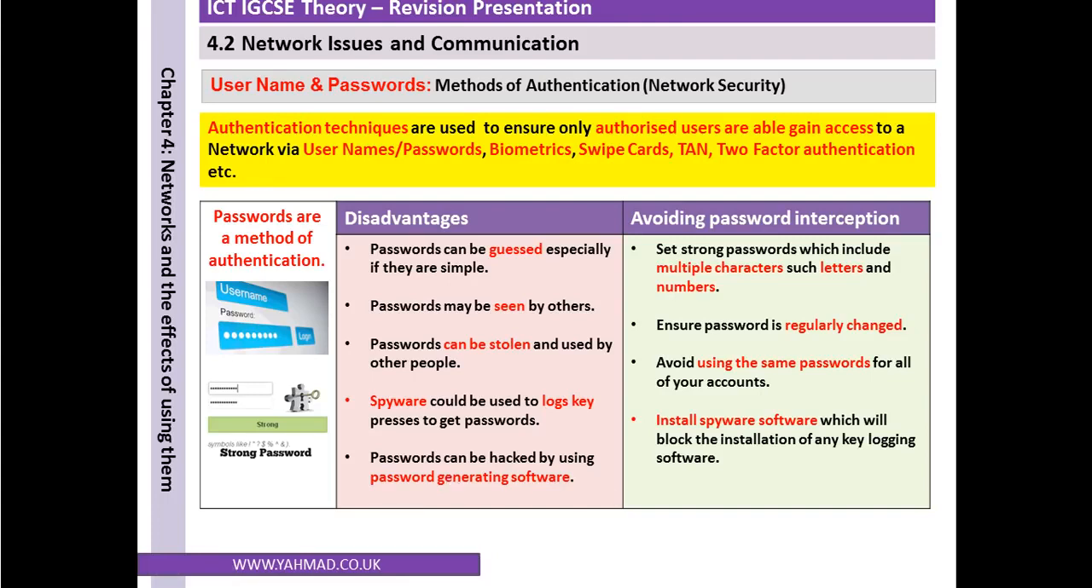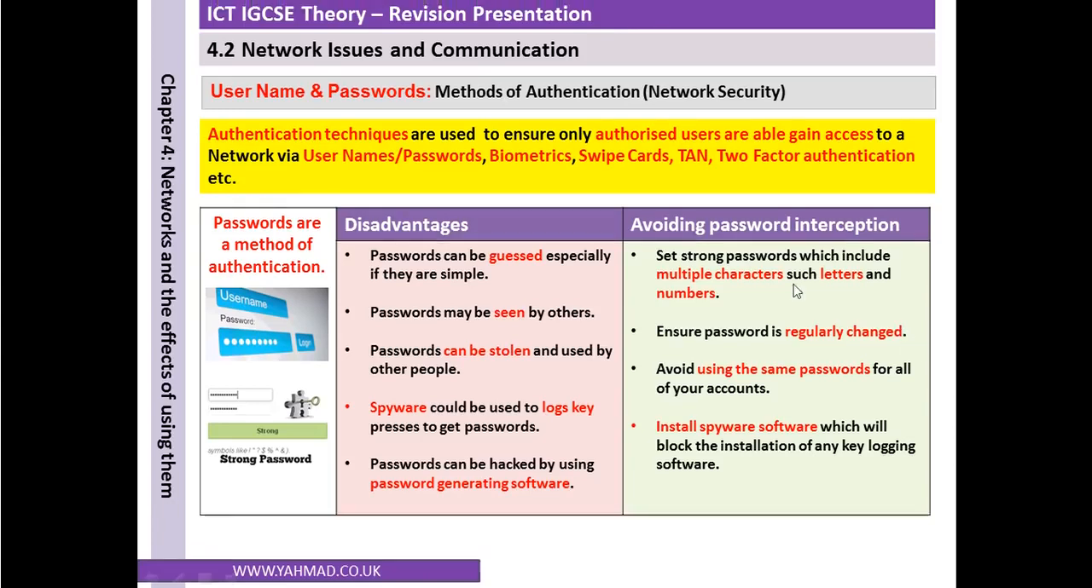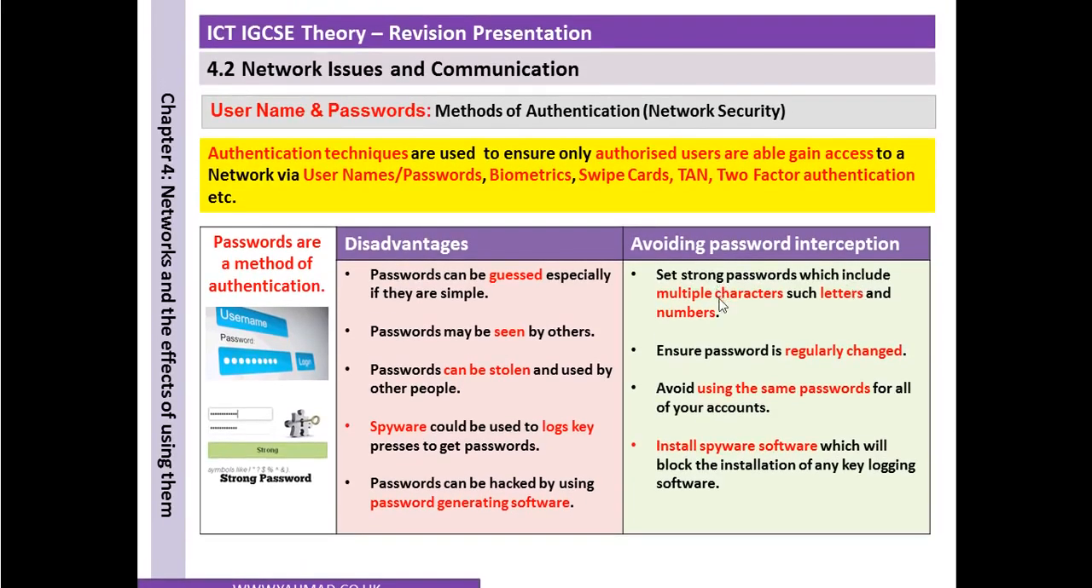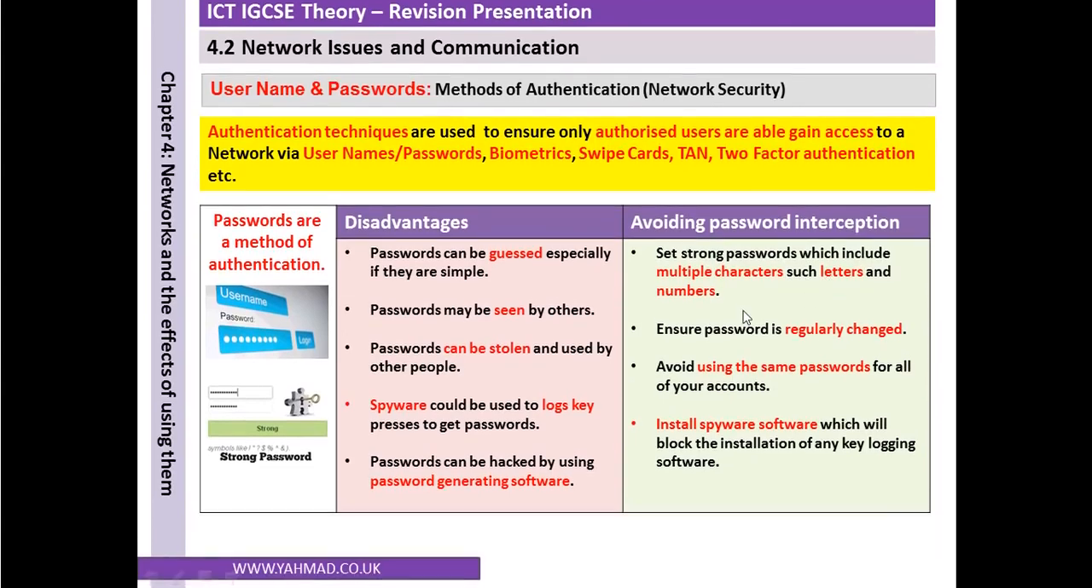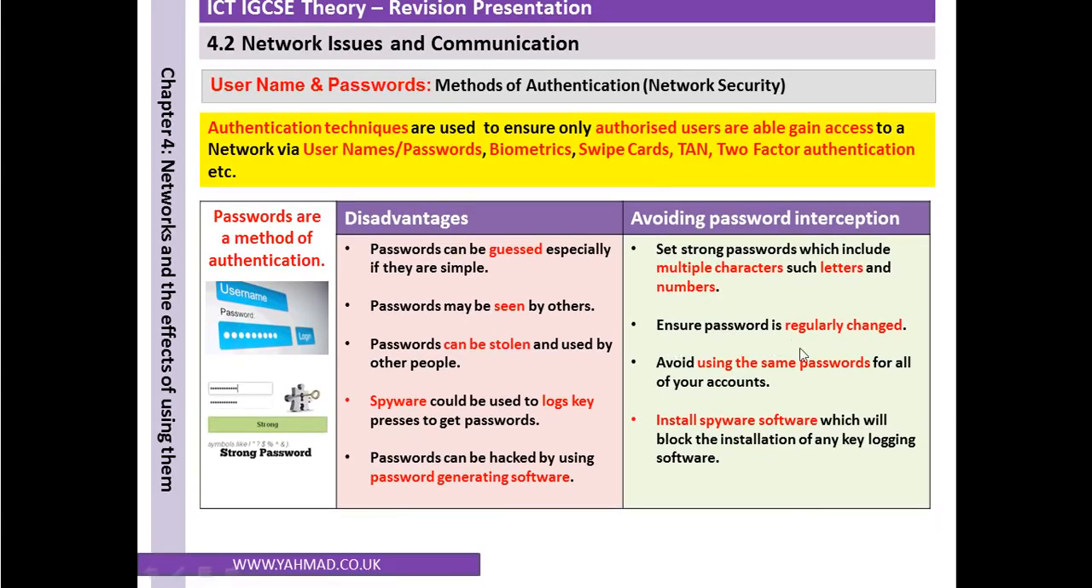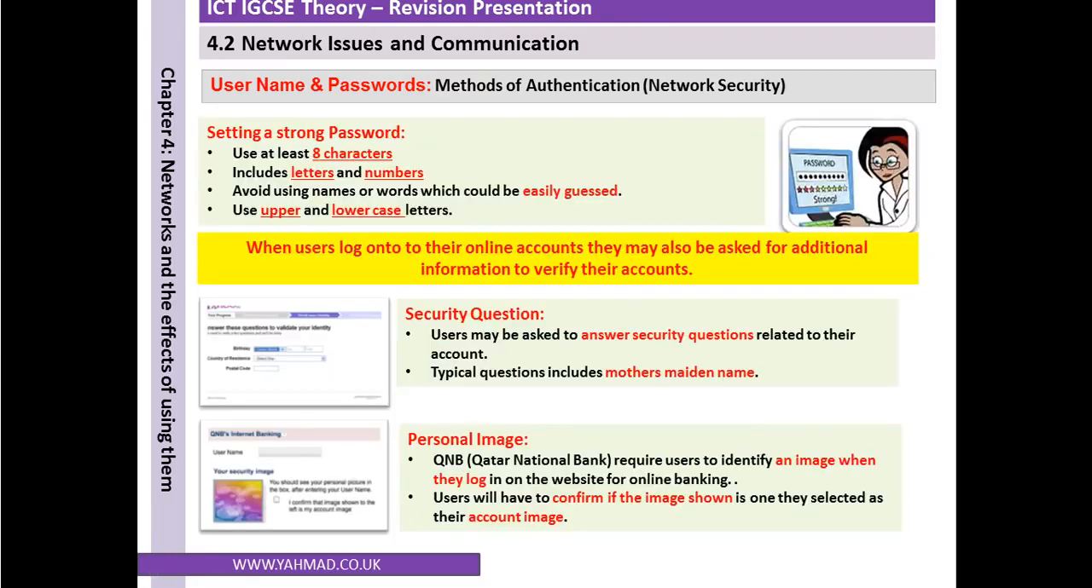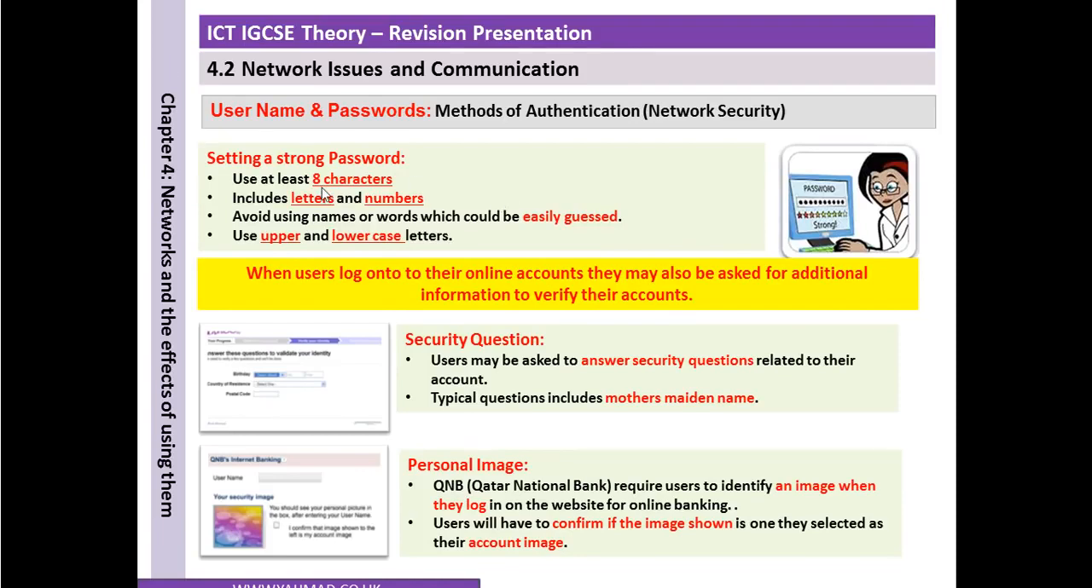So what can we do to avoid your password being intercepted? We can set strong passwords which include multiple characters such as letters and numbers. We can ensure the password is regularly changed. We can avoid using the same password for all of your accounts, and we can install anti-spyware software which will block the installation of any keylogging software. Okay, so a strong password should be at least maybe 8 characters, including letters and numbers. Avoid using names or words which could be easily guessed, and use upper and lower case letters.